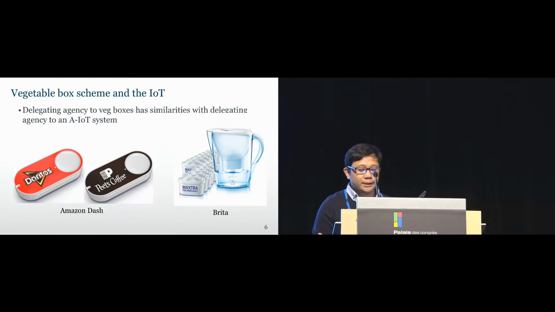An example would be Amazon Dash, although in Amazon Dash you would need to press a button to order something. But other examples include products from Brita, where they use timers to fully automate the orders. And therefore, we think that VegBox is a service that has some similarities to IoT systems, through which we can study agency delegation and unpredictability.